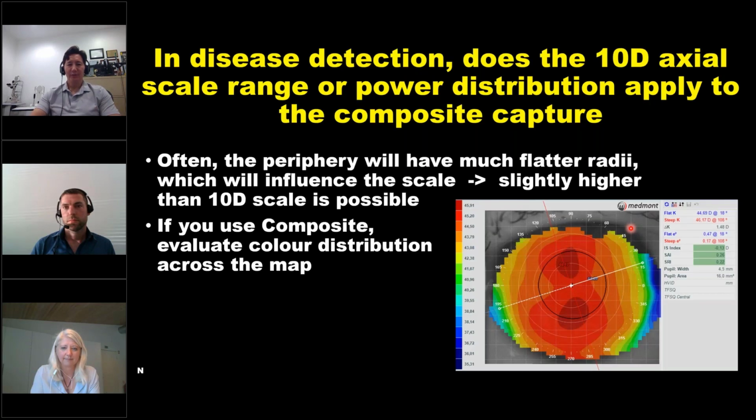So, Nikki, can you take us through this very good question? Can we still use 10 diopters of scale range in a topography that's giving us so much more peripheral cornea?